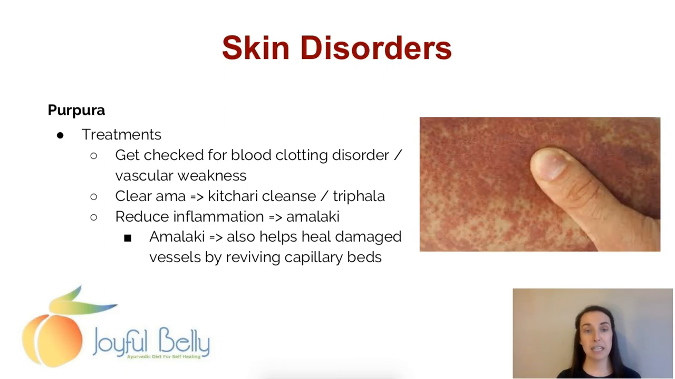For treatment, it's advised to get checked for a blood clotting disorder or any vascular weakness. From an Ayurvedic perspective, if ama is one of the root causes, a khichdi cleanse and triphala can be used to remove ama. Reducing inflammation with amalaki also helps, and amalaki also helps heal damaged vessels as it revives capillary beds.